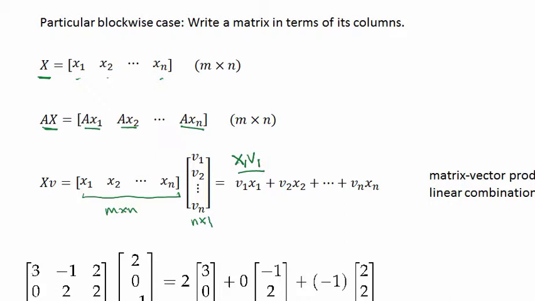Okay, so what I'm doing is I'm taking each column of X, multiplying by a scalar to get a vector, and then I add all those vectors together. In linear algebra, that's what we call a linear combination of the columns of X. So a matrix vector product is a linear combination of columns.